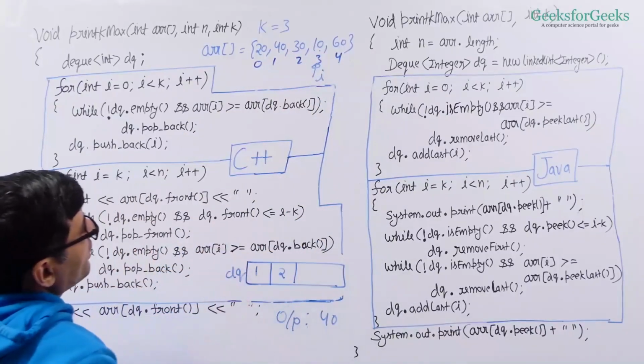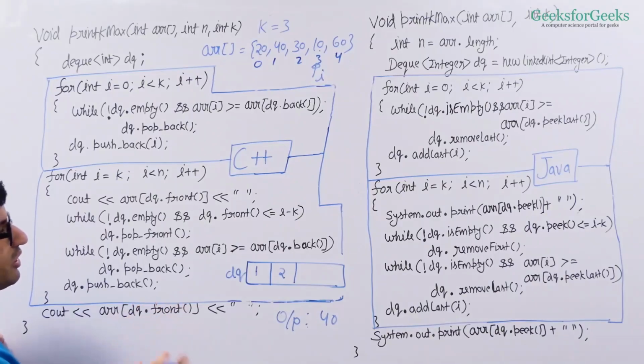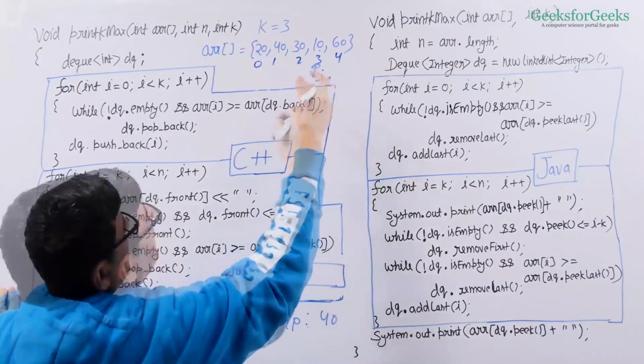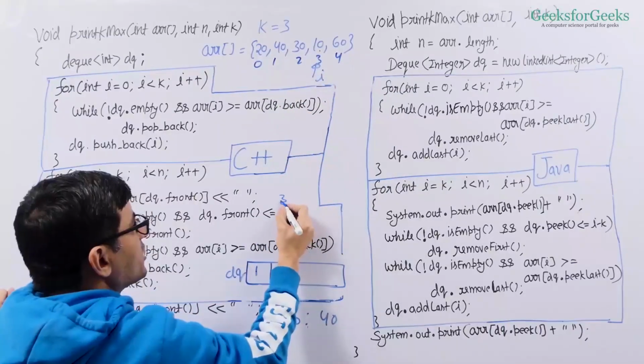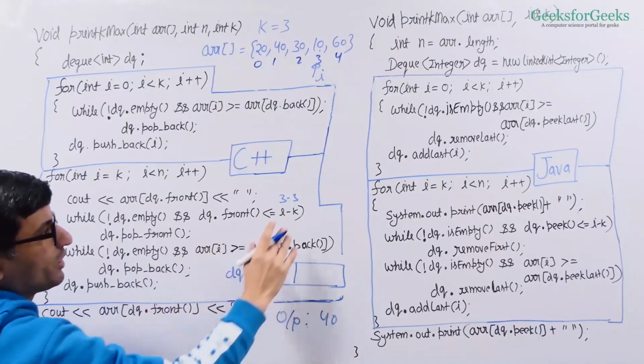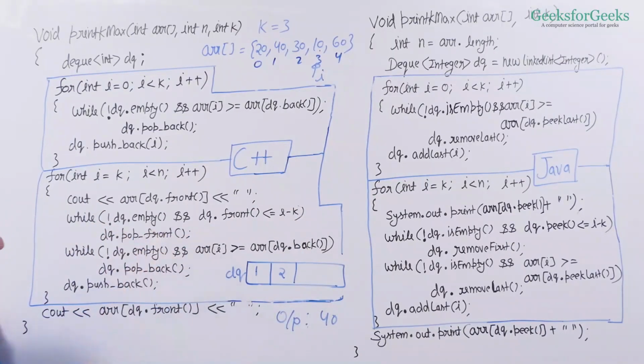So we are not going to enter inside this loop because dq.front is not smaller than or equal to i minus k. What is i right now? i is 3 and what is k? k is also 3. So 3 minus 3 is 0. Is not smaller than front. Front is 1, right? So we do not remove the front item. We do not enter inside this loop.